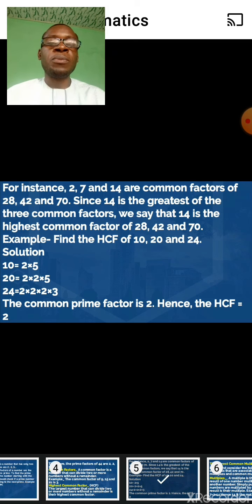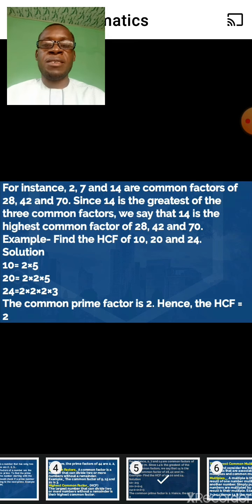Example, find the HCF, or highest common factor, of 10, 20, and 24. Solution. What we need to do is to divide each of these numbers with prime numbers. Let's start with 10. If you divide 10 by 2, you get 5. Then you divide 5 by 5, you get 1. So the factors of 10 are 2 and 5. 10 equals 2 times 5.